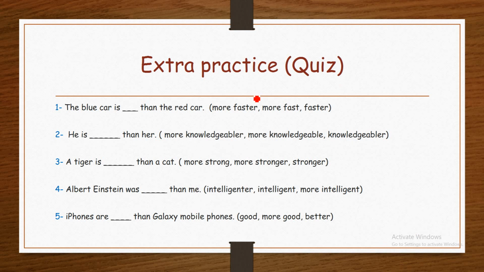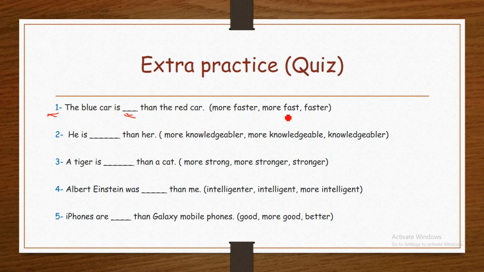Extra practice or quiz. Fill the blanks. Use the appropriate form of comparative adjectives. Number 1. The blue car is blank than the red car.